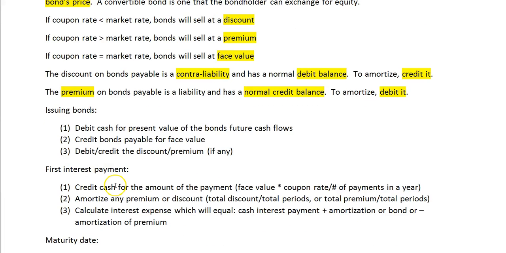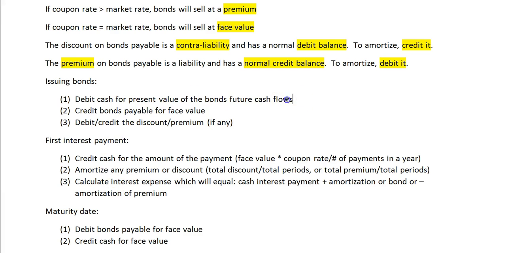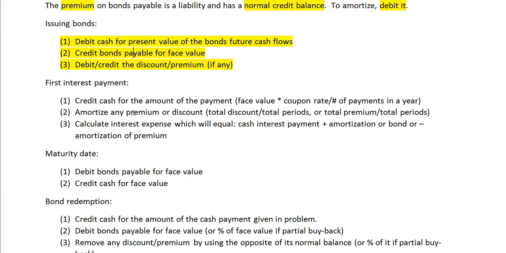We will debit it. If we're issuing bonds, we want to debit cash for the present value of the future cash flows of that bond. We want to credit bonds payable for face value. Bonds always go on the books at face. They come off at face. And then we have to deal with the premium or discount whenever we issue it. We have to balance it out between these two amounts: the cash that we received versus the amount that we owe, the face value of the bonds.